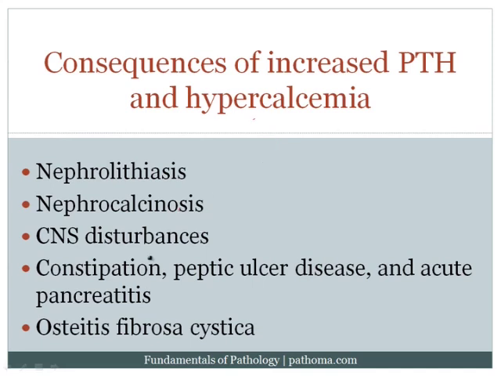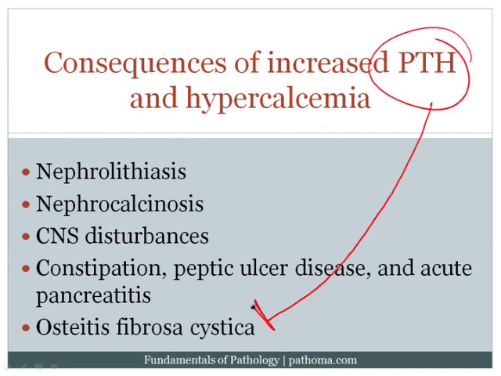Hypercalcemia can also lead to constipation, peptic ulcer disease, and acute pancreatitis. This is particularly high yield, hypercalcemia producing an acute pancreatitis. The way I remember it is that high calcium is sort of an enzyme activator, and so you can activate the enzymes of the pancreas within the pancreas, giving you an acute pancreatitis. And finally, because you've got high levels of PTH, you're going to have massive resorption of bone. You can eventually produce fibrosis and cysts within the bone, which is called osteitis fibrosa cystica.